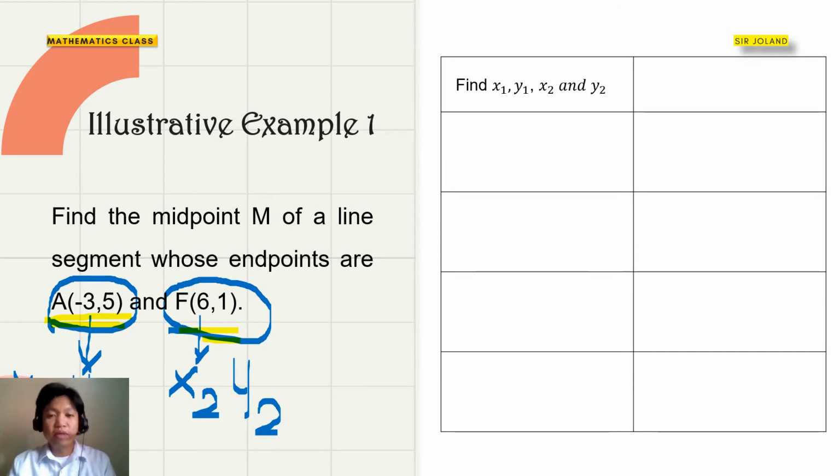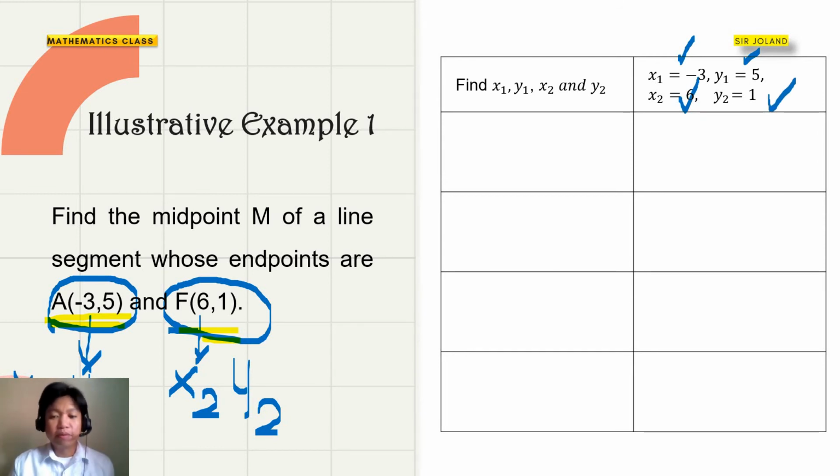Okay? Now, so what will be the values of those variables? So ito na ngayon siya sa ating coordinates natin. Okay, so yung ating x sub 1 is negative 3. Ang ating y sub 1 is 5. Correct. Ang ating x sub 2 is 6. And then ang ating y sub 2 is 1.